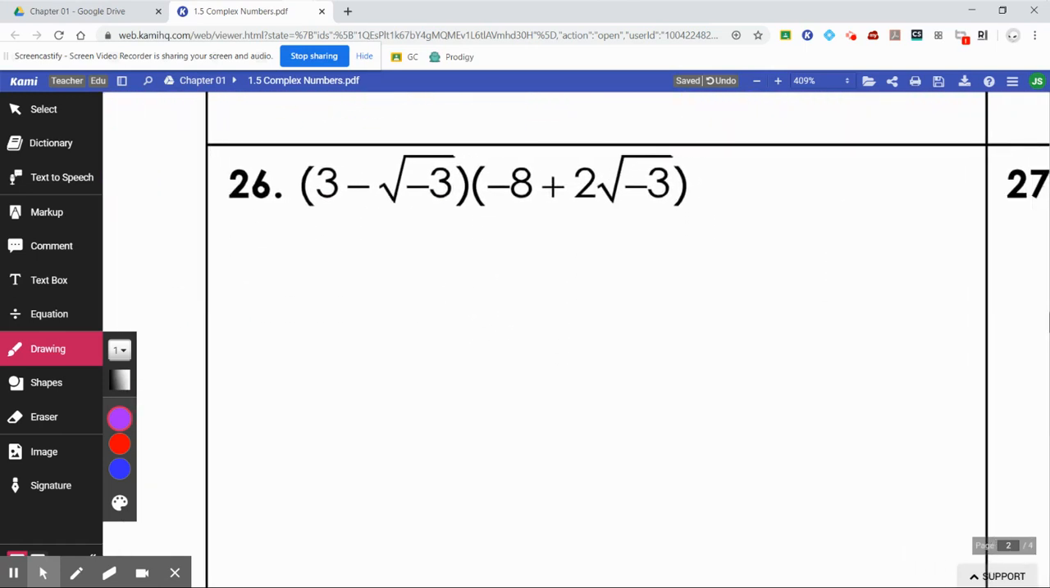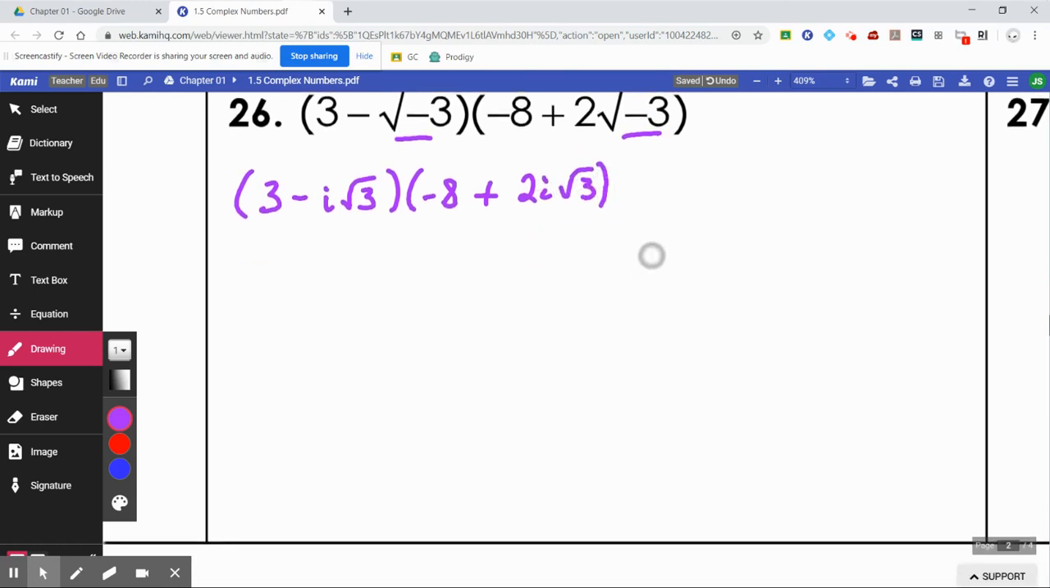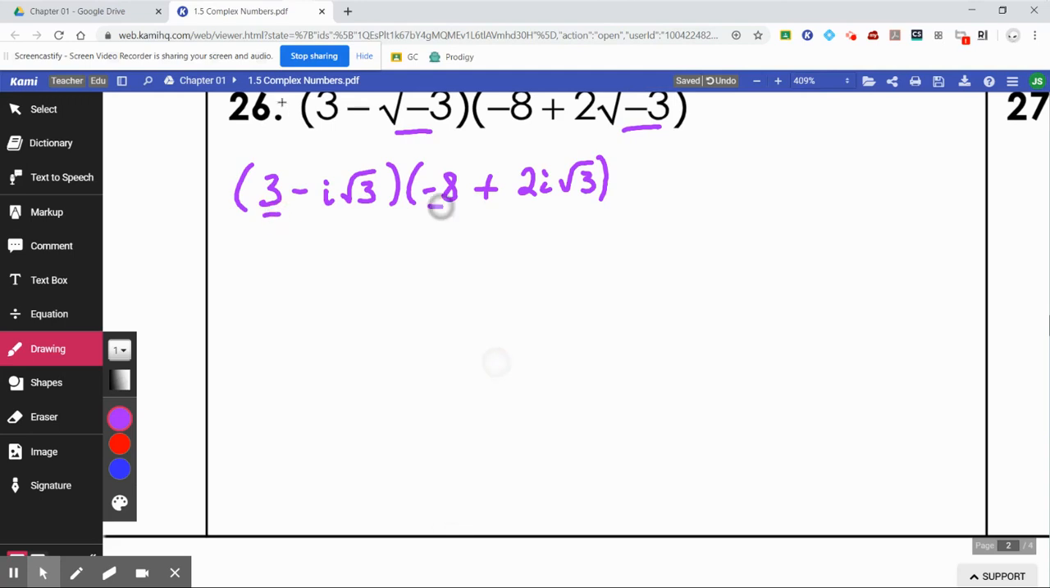Number 26, we are foiling here, distributive property. So your square root of negative 3, we need to turn that into i's first. So we're going to split that into the square root of negative 1 times the square root of 3. And then on the second one, negative 8 plus the same thing, square root of negative 1 times the square root of 3 here. That's going to be 2i root 3. You always have to do that before you multiply. 3 times both, that'd be negative 24 and a positive 6i root 3.